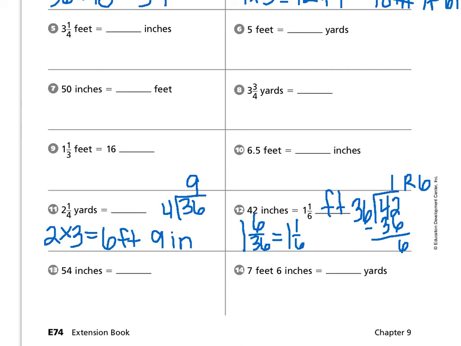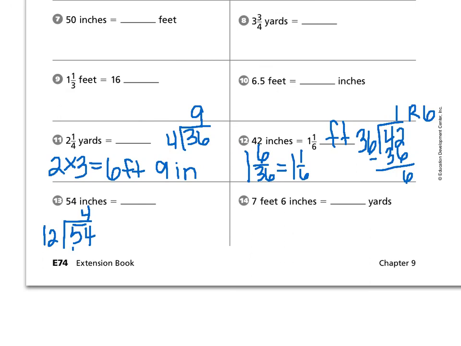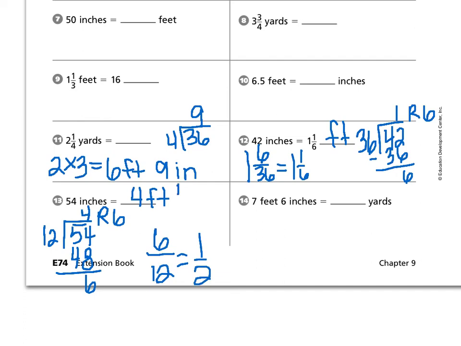For number 13, I have 54 inches equals what? So I'm going to take 54 inches and I'm going to divide it by 12 because I want to figure out how many times it can go in there. 12 goes into 54 4 times. I know that that's going to be 48. I'm going to subtract. I get 6. So I have 4 feet and 6/12, but I can reduce 6/12 to 1/2. So 4.5 feet.